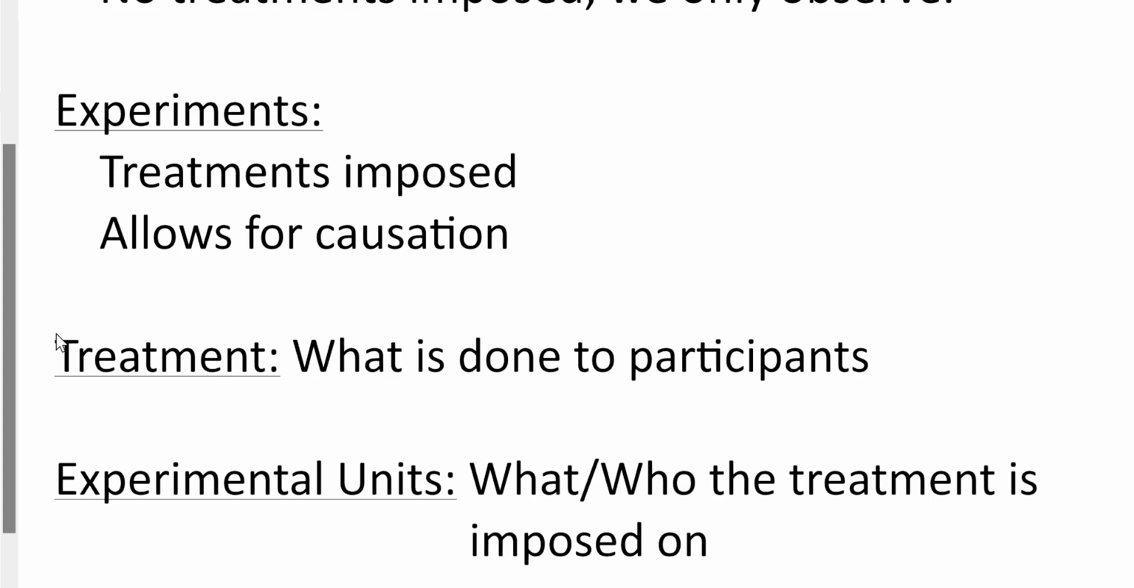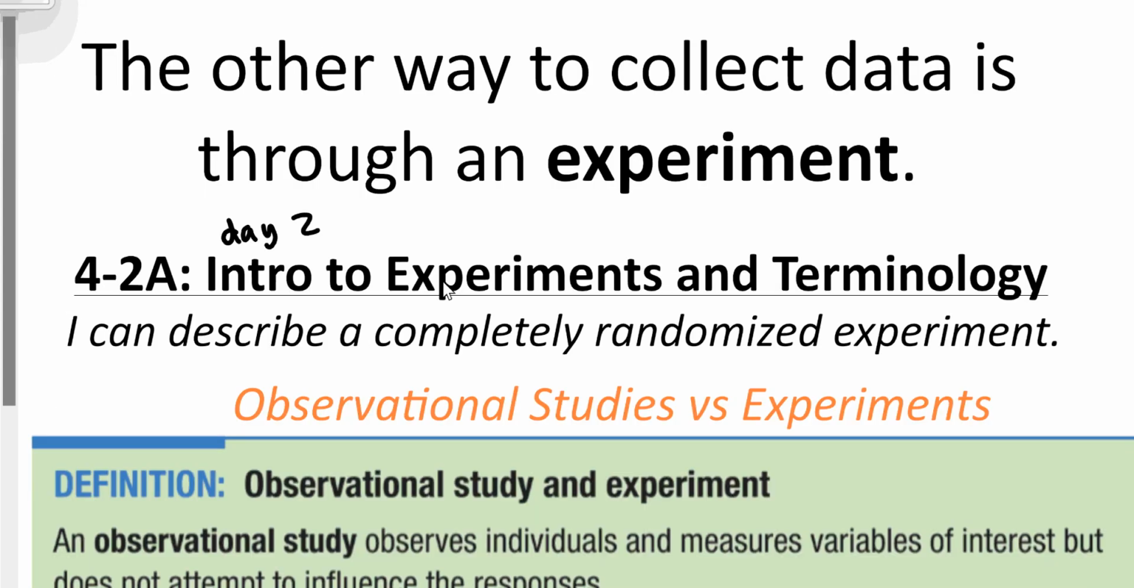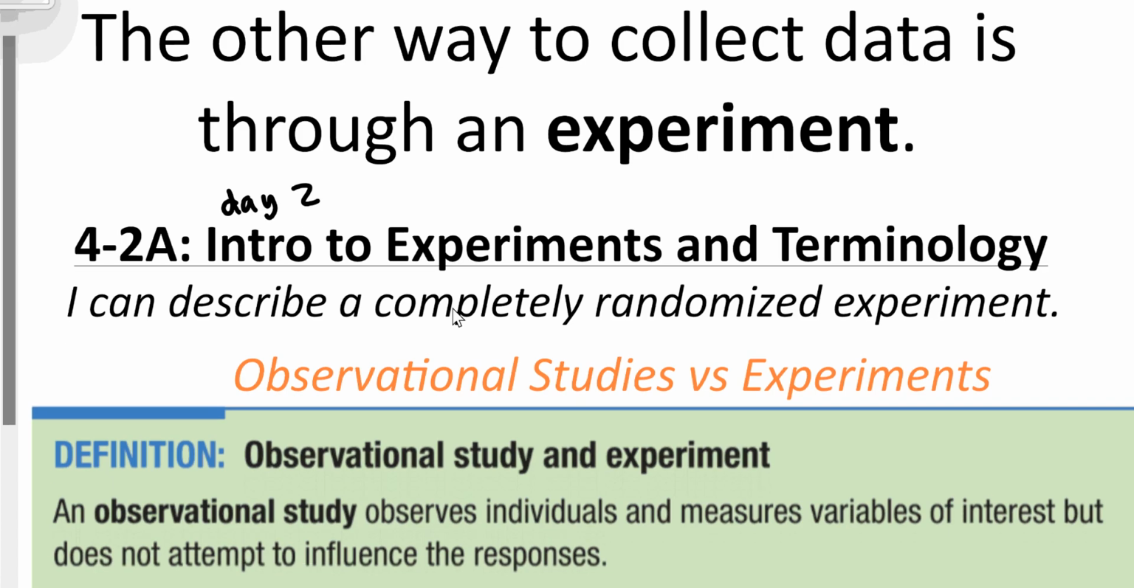Treatments are what is done to the participants. And then the participants are the experimental units. So it's what or who the treatment is imposed on. Oftentimes we call them subjects if it's actual people. But there's our wrap up to section 4.2a, which is all about experiments, experimental units, and the things that go along with them.